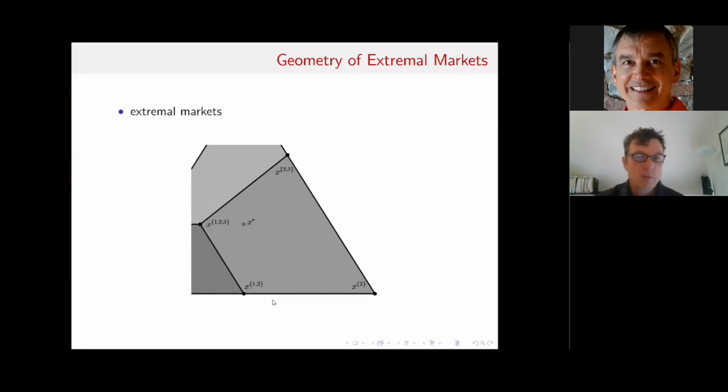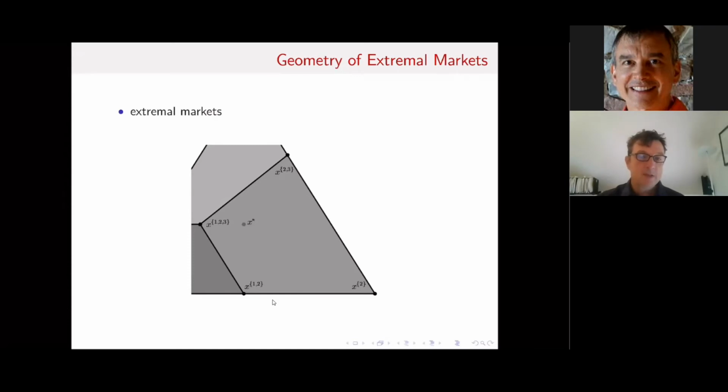So what are the extremal markets that involve the valuation 2? Those are depicted here. I'm just giving you a zoomed-in version of the probability simplex that pictures all those extremal markets that include 2. Of course, it could mean that in the market just the valuation 2 is present. That's the lower right vertex.